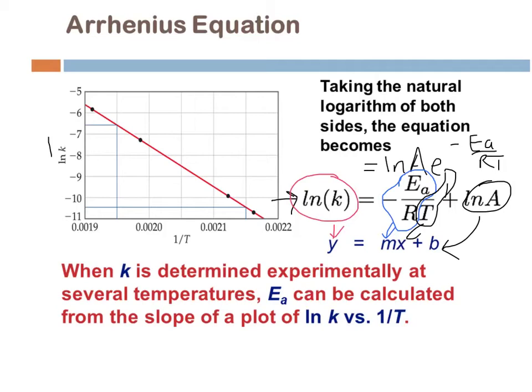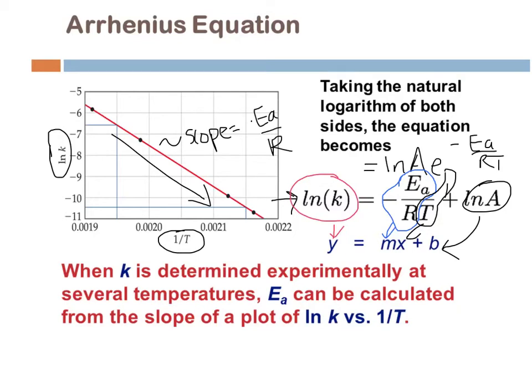If we were to graph this relationship, y versus x, we'd have ln K on the y-axis, 1 over T on the x-axis. This would give us a straight line with a downward slope. The slope of this line then is negative Ea over R. When K is determined experimentally at several temperatures, the activation energy can be calculated from the slope of this graph.